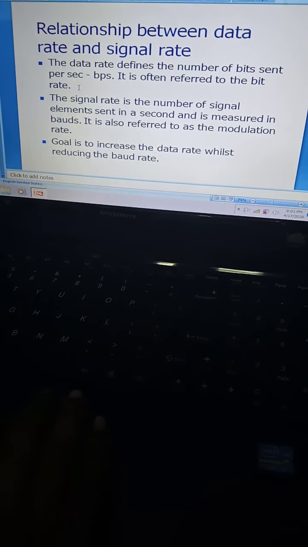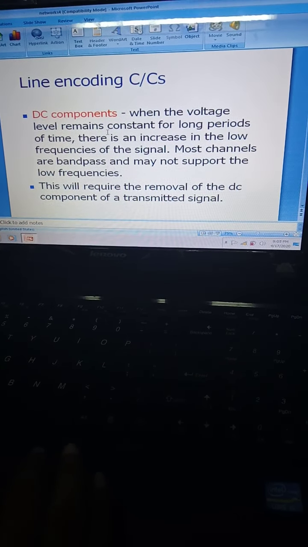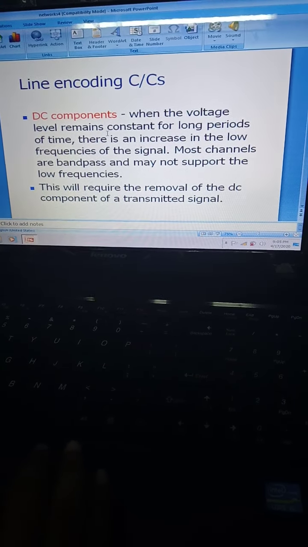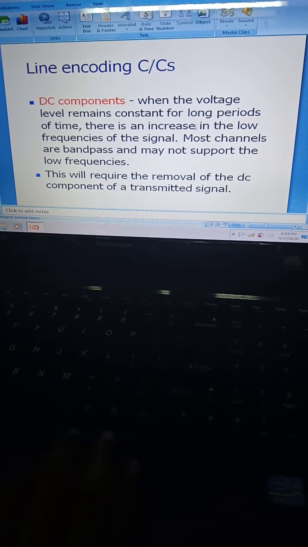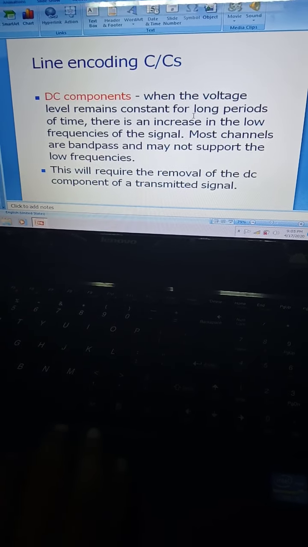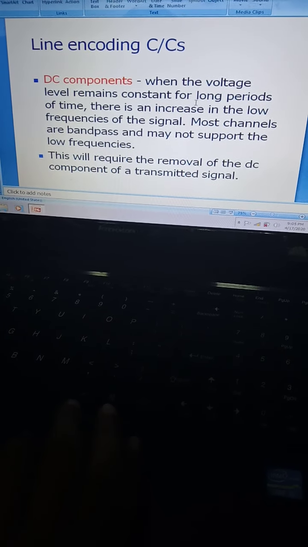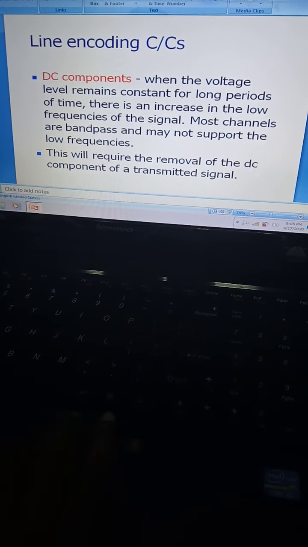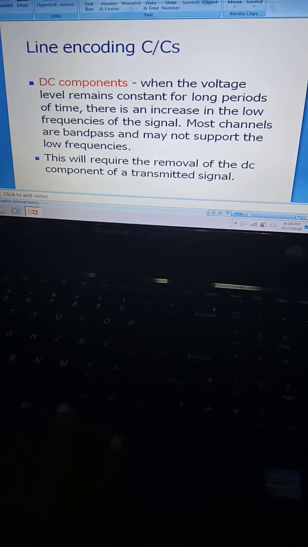When the signal is constant for a long period, we cannot calculate whether it is negative or positive. If there are ups and downs, then we can calculate the frequency values equally. So, DC component means representing the voltage levels in the signal representation and increasing the low frequencies of the signal. If the signal is constant, not altering for longer time intervals, this will require the removal of the direct current component of the transmitted signal.